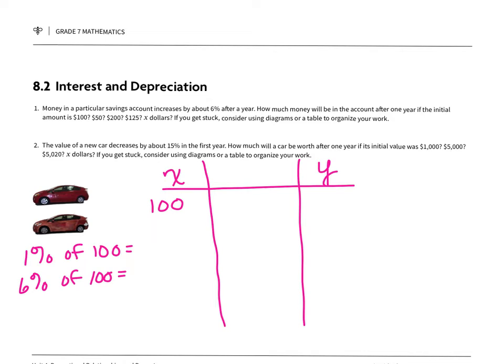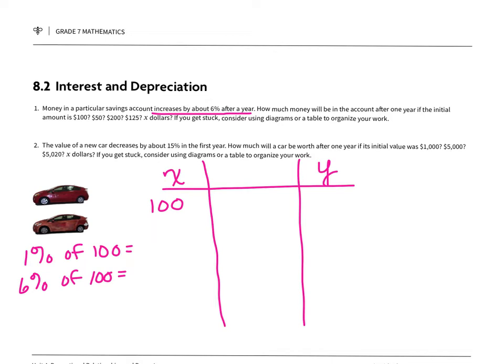So in question number 1, money in a particular savings account increases by about 6% after a year. How much money will be in the account after 1 year if the initial amount is $100? And then they give you different amounts as well. So you put money in the bank, it pays you a little bit to keep your money with them. So the question is, how much is in the account after a year if it increases by 6%? So for each of these values, what I want you to do is what I just showed you. Find 1% and then go from there to 6%.